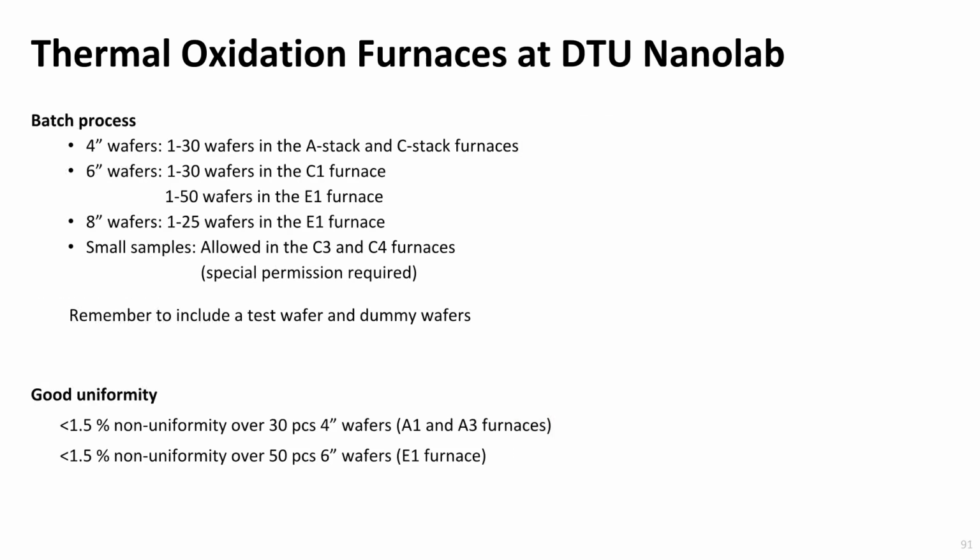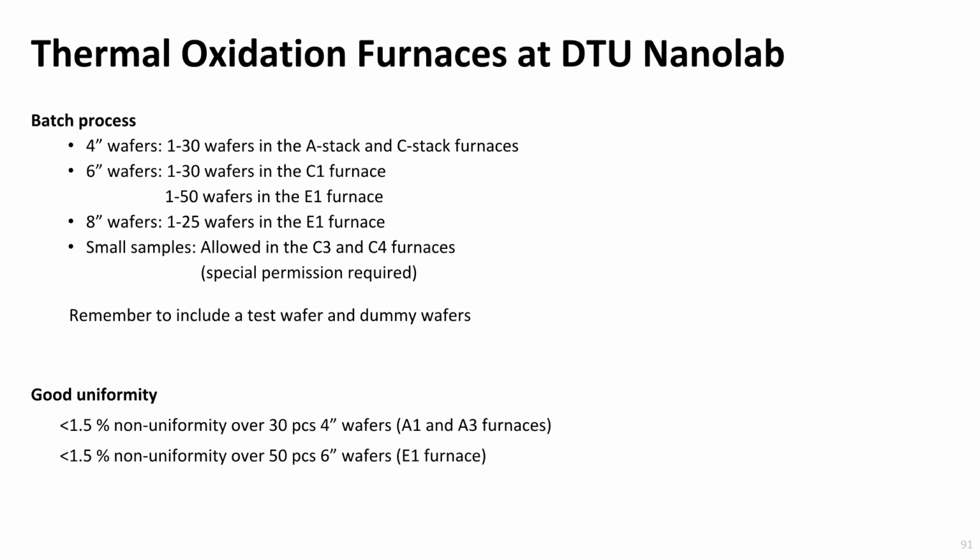The A-stack and C-stack furnaces all have space for 1 quartz boat with up to 30 wafers. 4-inch wafers can be oxidized in all these furnaces. In the C1 furnace, 6-inch wafers can also be oxidized, because this furnace has been upgraded with a larger furnace tube. The E1 furnace has space for 2 quartz boats with 25 wafers in each boat, so up to 50 wafers in total. In this furnace, 6-inch and 8-inch wafers can be oxidized, but normally not 4-inch wafers.